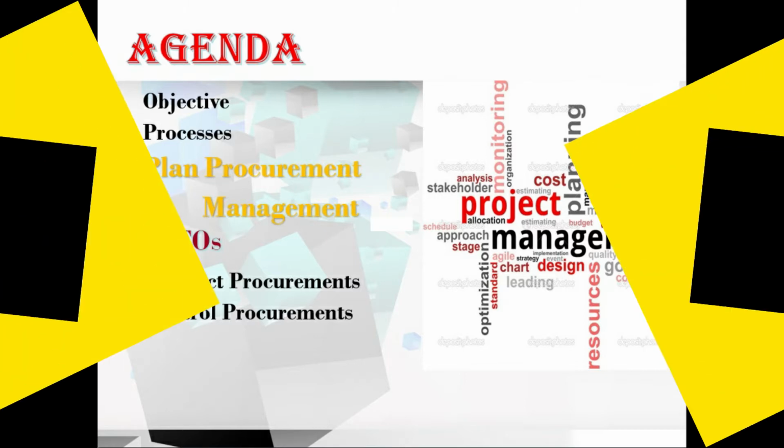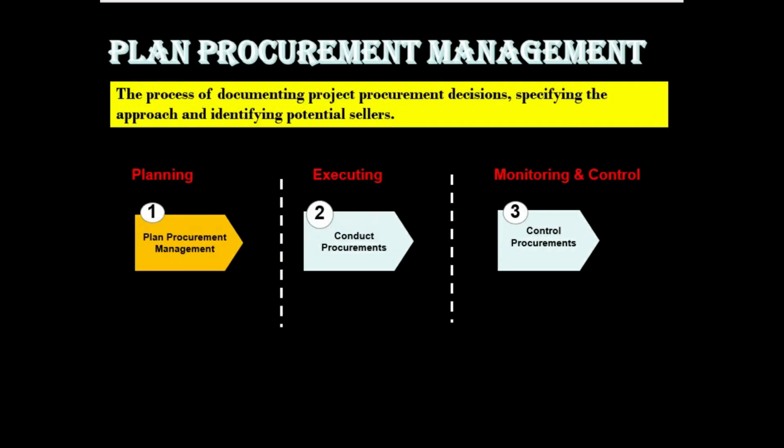Let's start here. It is the first process in the project procurement management knowledge area, and it is defined as the process of documenting the project procurement decisions, specifying the approach and identifying the potential sellers. The key benefit of this process is that it determines whether to acquire the goods and services from outside the project, and if so, what to acquire as well as how and when to acquire it. Hope you understood its definition and key benefit.